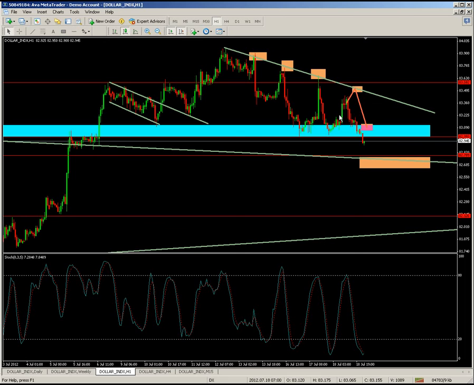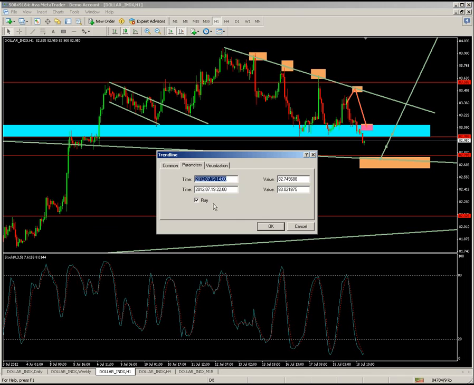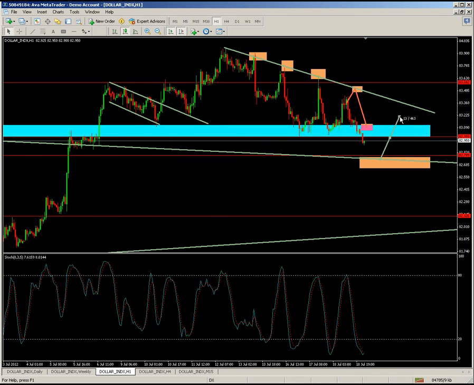What I'm expecting is, just like on the 4-hour and daily, price to move down to this level before we can take that long. Let me make this a bit smaller. Then we can try and test this trend line, but not before we get down to here. I mean, it could happen, but at the moment this is what it's looking like we're doing.